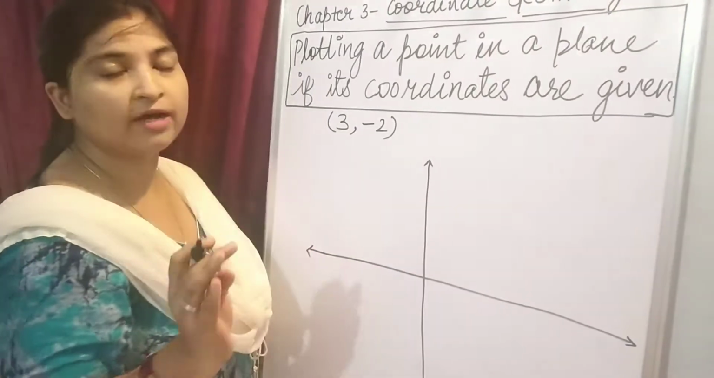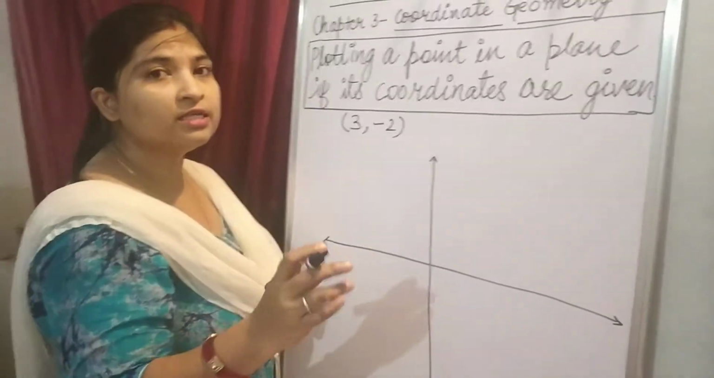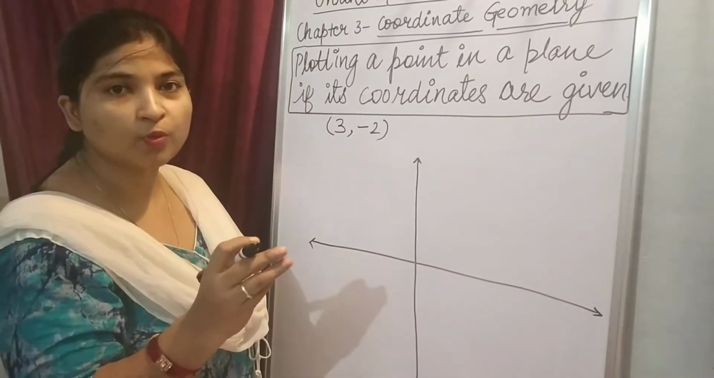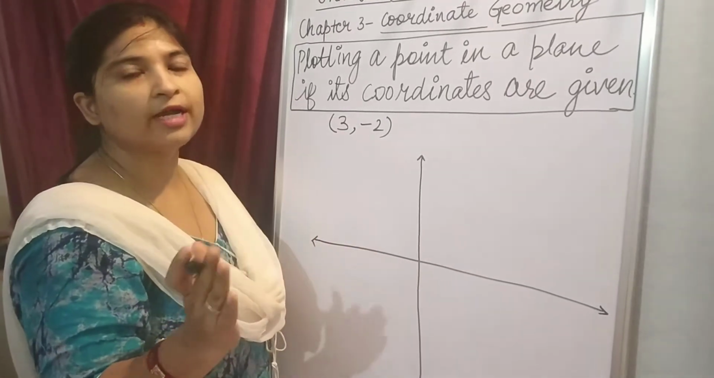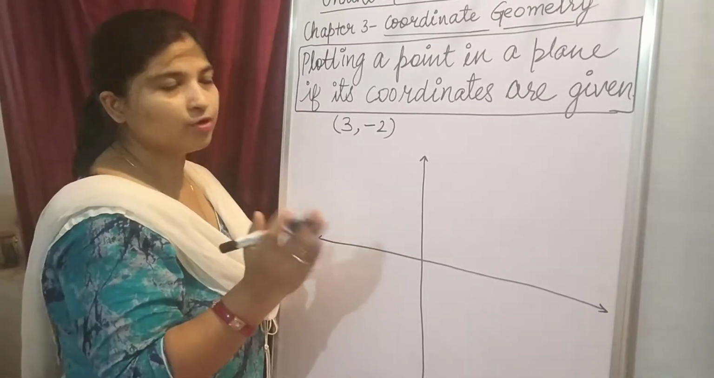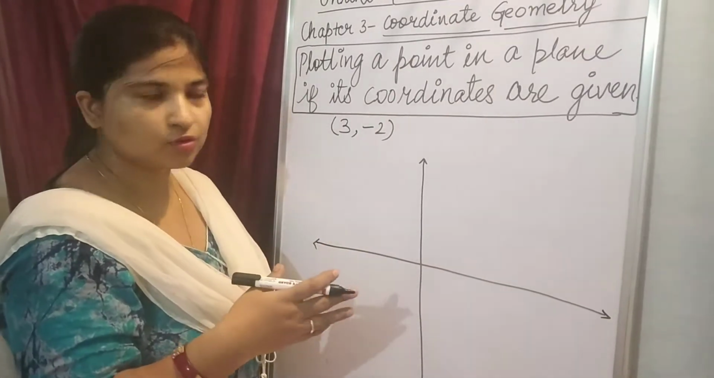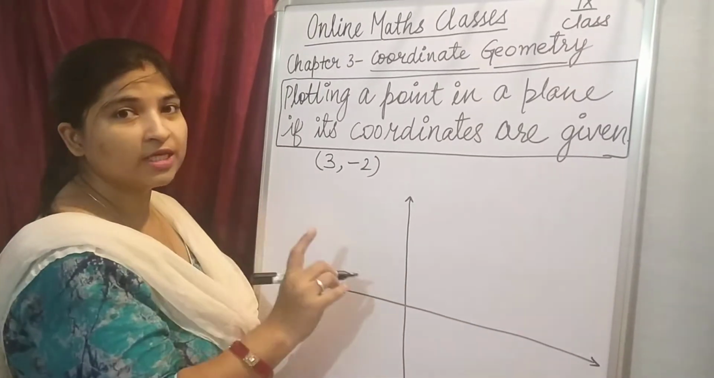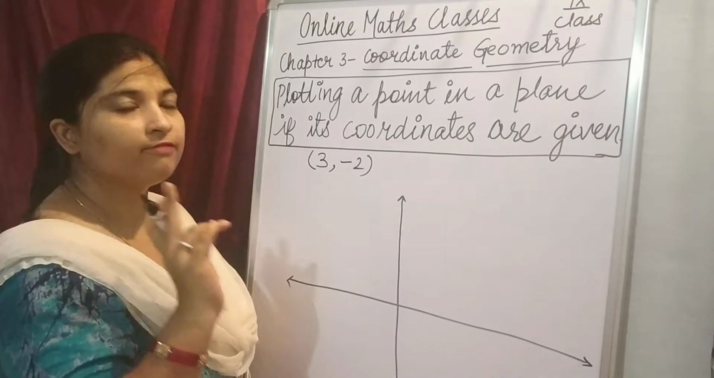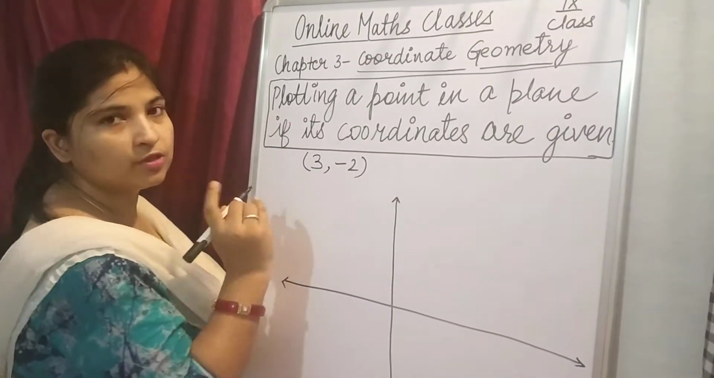Many students will not have the graph paper. If you are not having it, then see in your science notebook. In the science notebook at the back, many students have graph pages, or you can use old graphs also, if you are having. But you have to make all these things on graph only. Okay, (3, -2) we have to plot.